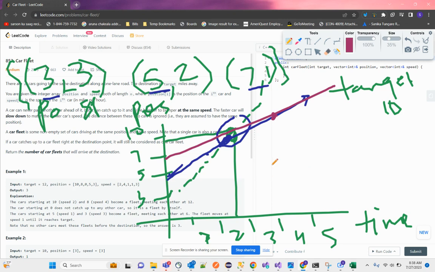This is just a presentation to show you how they intersect when going with their speeds, and how they are becoming one car fleet, because they are intersecting. Blue and green are intersecting, then red and blue are intersecting. So at the end, when they reach the target, they are going to go with the same speed and having only one car fleet, because they are intersecting together. This is one of the little understandings of this particular sum.